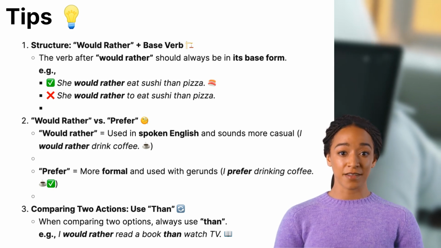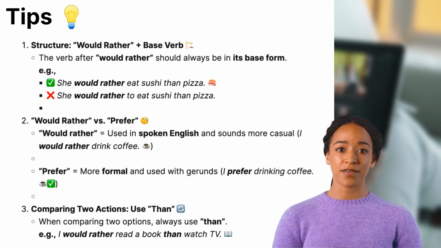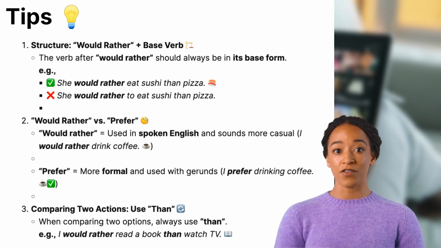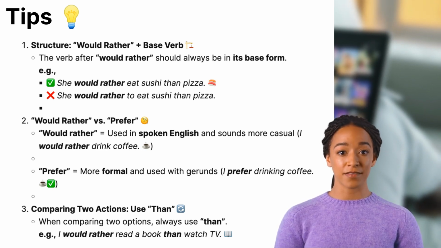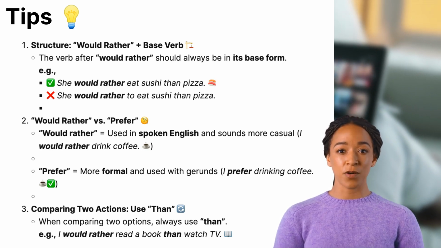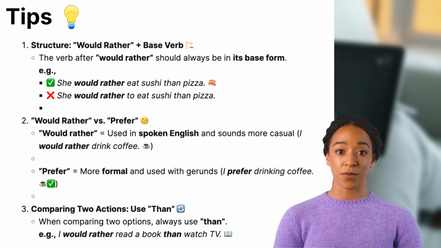3. Comparing two actions. Use than. When comparing two choices, always use than. Example, I would rather read a book than watch TV. More examples. She would rather study than go out. We would rather cook at home than eat at a restaurant. This structure makes your preferences clear and easy to understand.